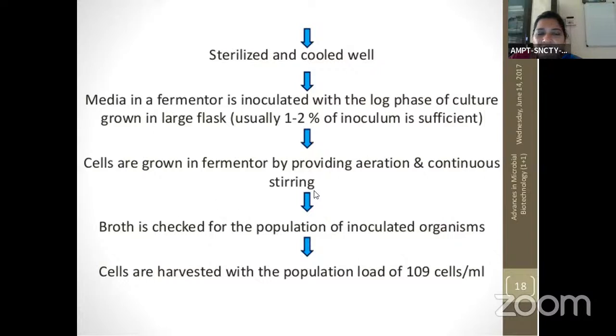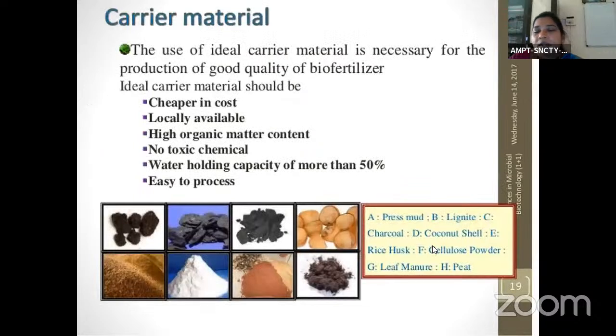Then cells are grown in the fermenter by providing aeration and continuous stirring. Then broth is checked for the population of inoculated organisms. The cells are harvested with the population load in the fermenter. It should reach 10 to the power of 9 cells per ml. Then you can harvest the cells and mix them with the carrier material. The carrier material we mostly use is lignite for the carrier-based formulation.